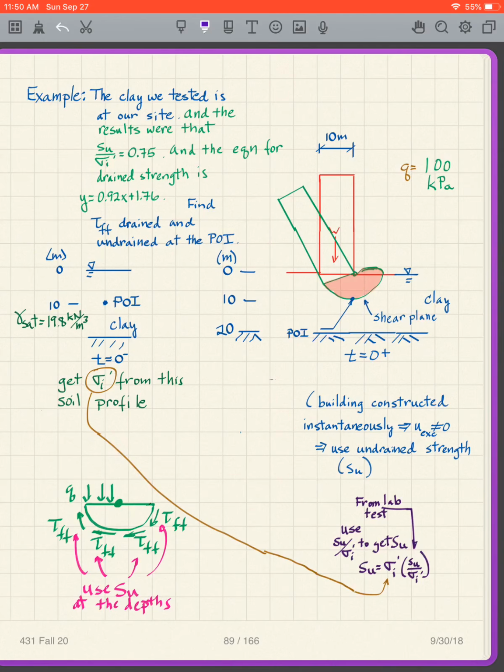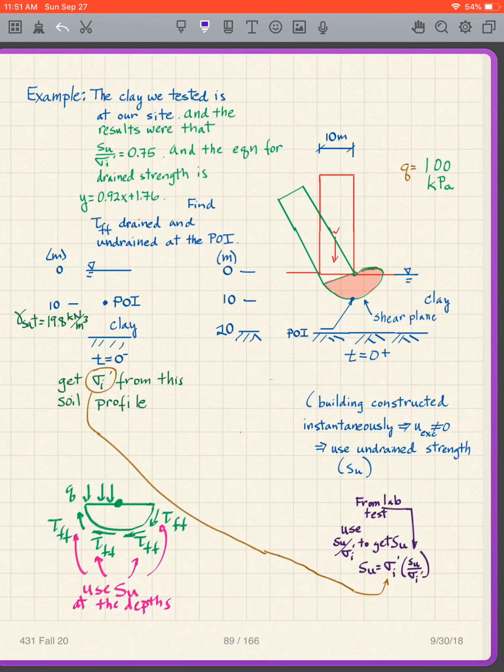It ends up, of course, that the strength over here is different from the strength there, is different from the strength there. So while we're choosing a point, we're going to find the strength at that particular point. And some details of our structure, 10 meters. The surface stress is 100 kilopascals. And what we want to do is find our tau ff, both drained and undrained, at that particular point of interest, given the test results that we've already obtained.